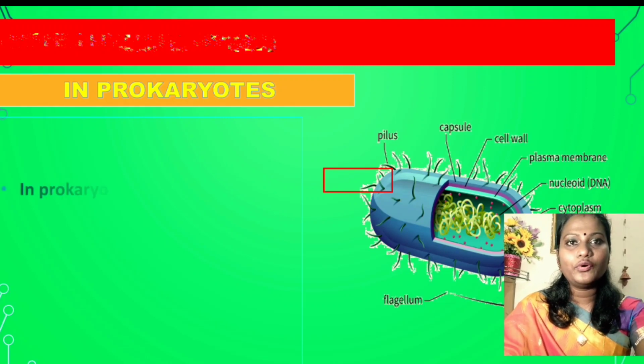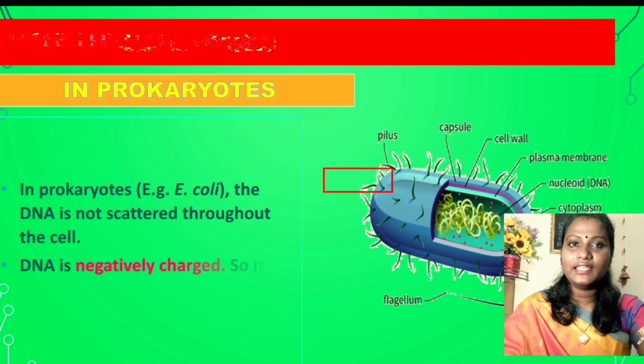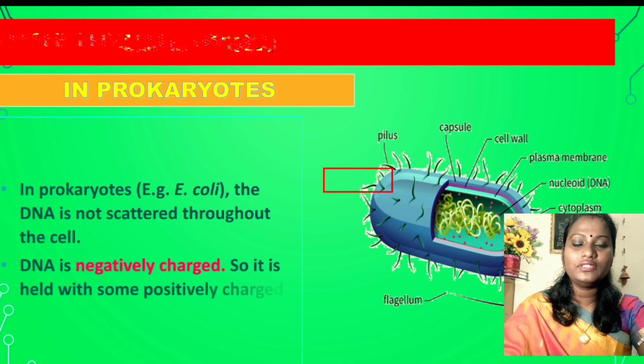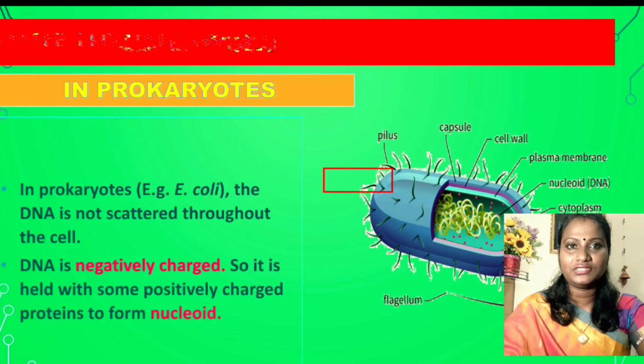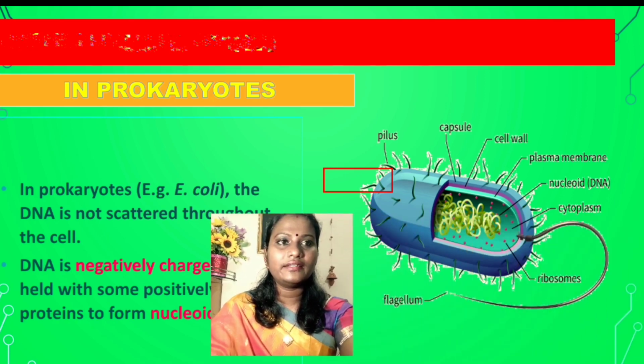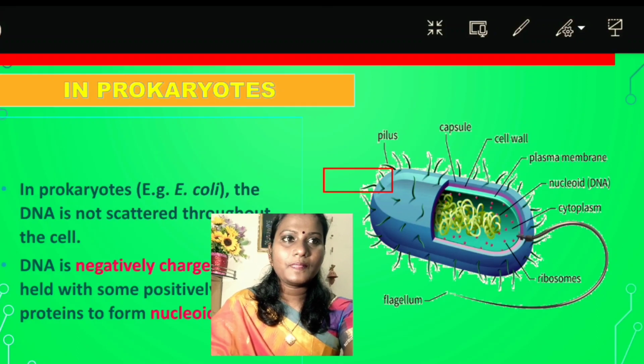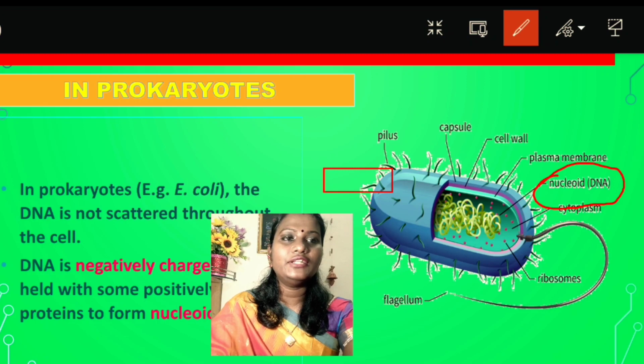In the case of prokaryotes, take an example of E. coli. We all know that DNA is negatively charged. This negatively charged DNA is held with some positively charged proteins to form the nucleoid. You can see here in the diagram, this is the nucleoid. This DNA is held together by positively charged protein, which results in the formation of the nucleoid. So this is how the DNA is packed in the case of prokaryotes.